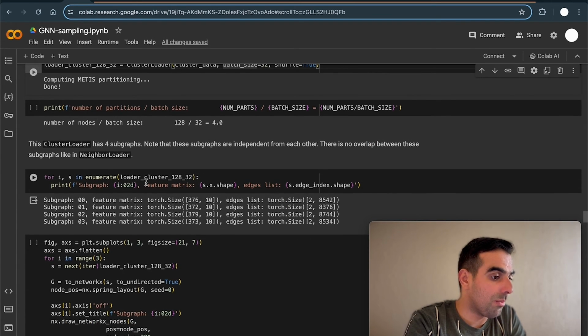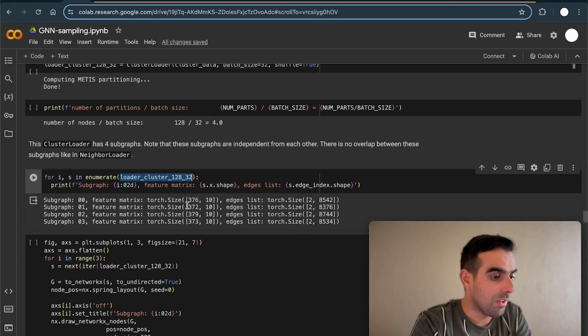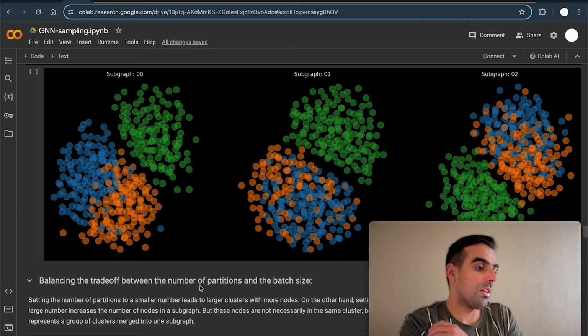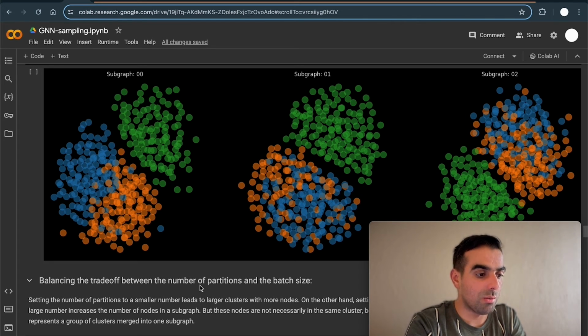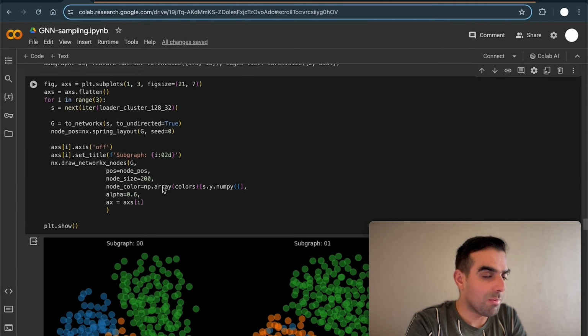So if we enumerate over this loader, these are the subgraphs, and these are the nodes and edges list. This is the cluster loader. You might notice that the positions have changed. That's because I'm forming a new graph using NetworkX.